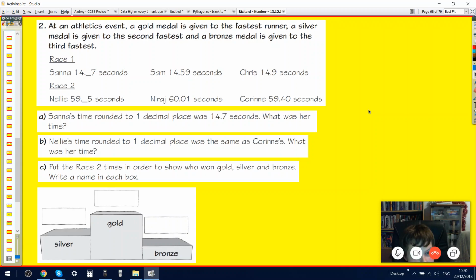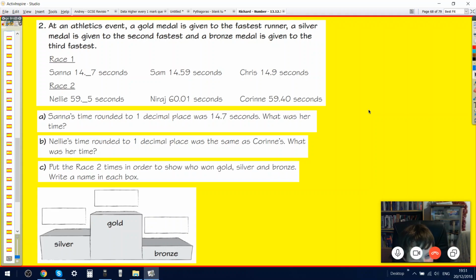So it says, race 1, Anna 14.7 seconds, Sam 14.59 seconds, and Chris 14.9 seconds. And for race 2, says Nelly 59.5 seconds, Niraj 60.01 seconds, and Kareem 59.40 seconds.